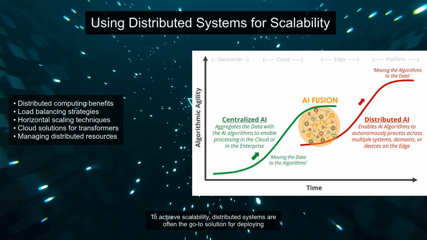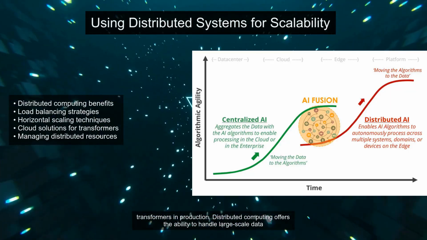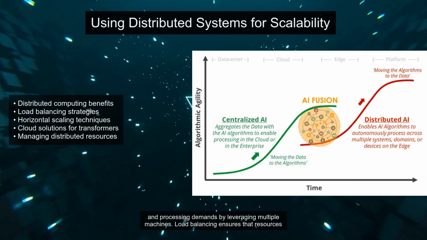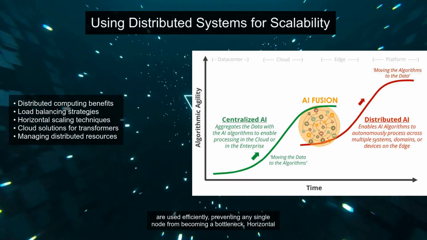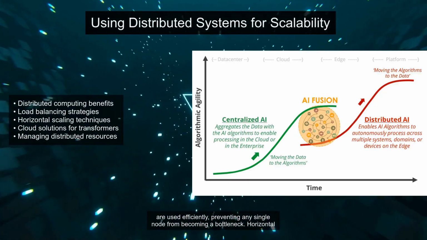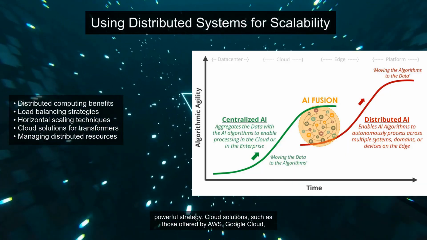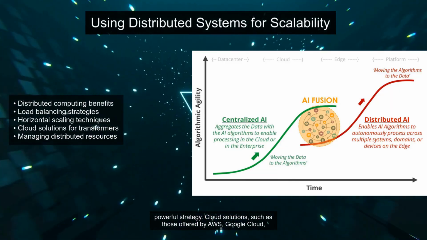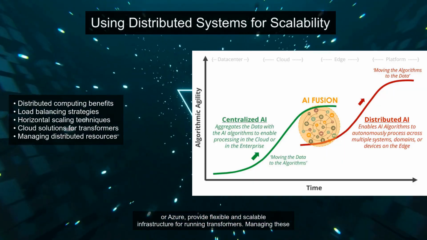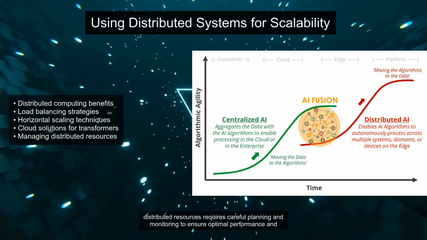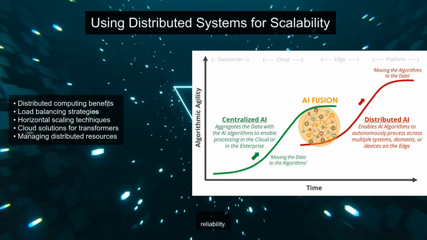To achieve scalability, distributed systems are often the go-to solution for deploying transformers in production. Distributed computing offers the ability to handle large-scale data and processing demands by leveraging multiple machines. Load balancing ensures that resources are used efficiently, preventing any single node from becoming a bottleneck. Horizontal scaling, which involves adding more machines to manage increased loads, is a powerful strategy. Cloud solutions, such as those offered by AWS, Google Cloud, or Azure, provide flexible and scalable infrastructure for running transformers. Managing these distributed resources requires careful planning and monitoring to ensure optimal performance and reliability.